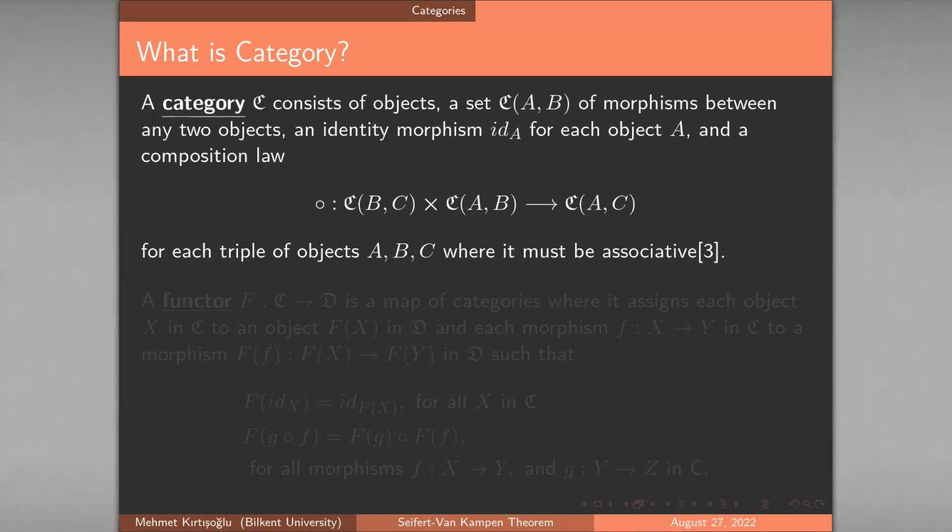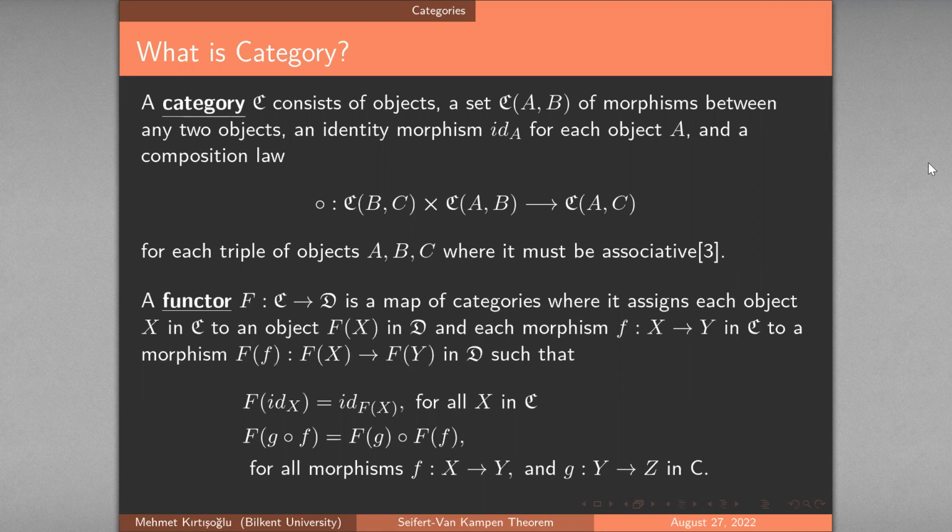Let's say you have two groups and three groups. You have a morphism from one to another and a morphism from that one to the last one. Then the composition will be another group homomorphism, right? Okay, and it must be associative.